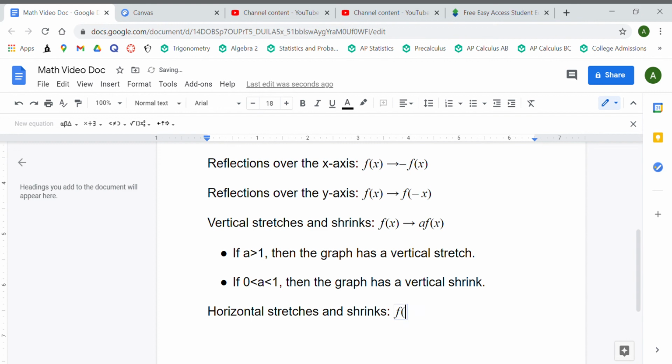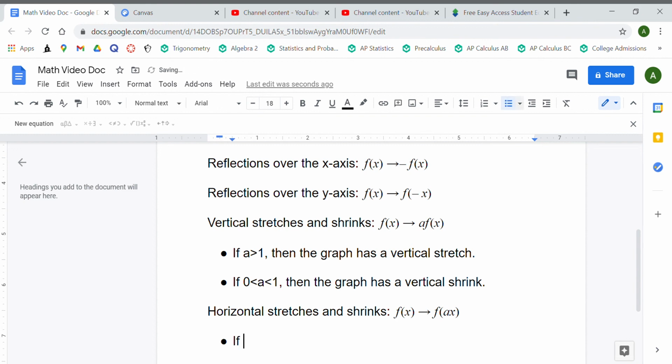Alright, last rule, guys. This one is actually pretty tricky to understand. So there's horizontal stretches and shrinks. So f of x turns into, you might think, f of ax. But if a equals 2, that doesn't mean that the points get further from the y-axis. Yes, we are doing a stretch and shrink from the y-axis. However, there is a catch.